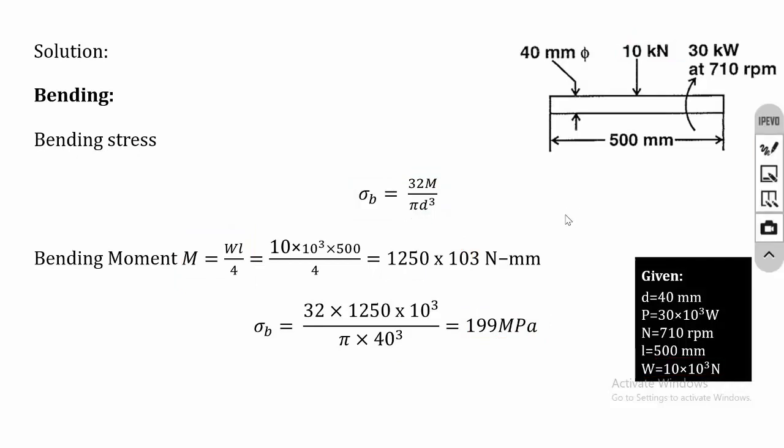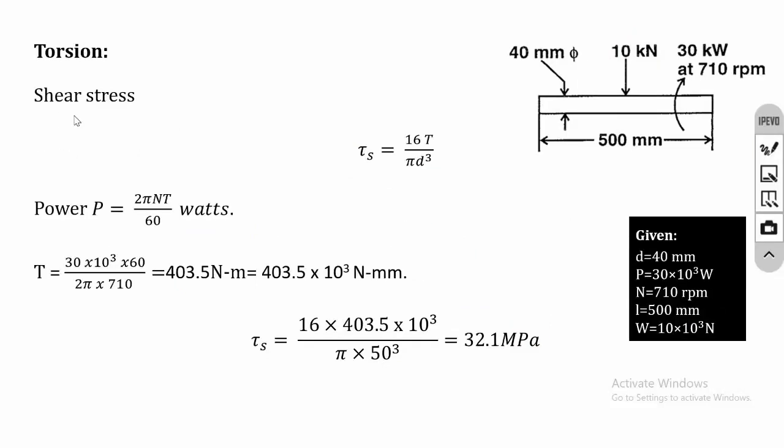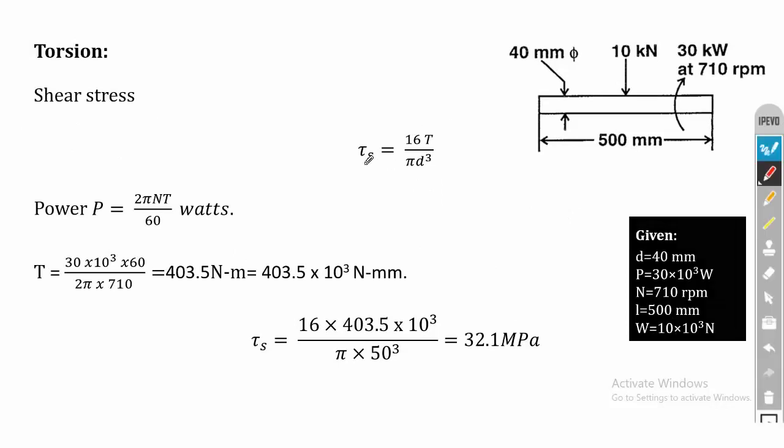Next we'll move into the shear stress. Now consider the shear stress, that is tau is equal to 16T divided by pi d cube. This is the equation to find the shear stress for a circular cross section. T is the twisting moment and d is the diameter of the shaft. To calculate T, in the problem they have given the power and the speed, and we know that P is equal to 2 pi nT divided by 60. If you substitute P in watt, then you will get T in Newton meter.